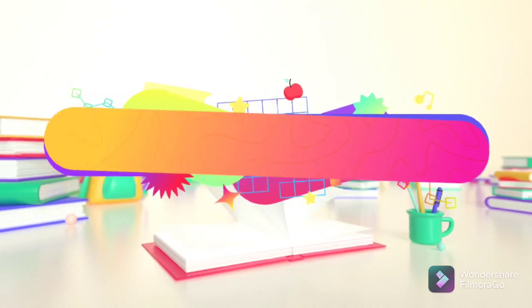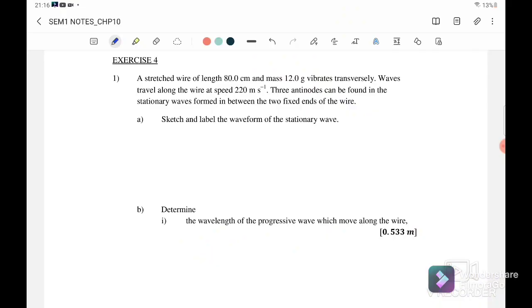Question number 1. A stretched wire of length 80 cm and mass 12 gram vibrates transversely. Wave travels along the wire with a speed of 220 m/s. 3 anti-knots can be found in the stationary waveform in between the two fixed ends. Sketch and label the waveform of the stationary wave.